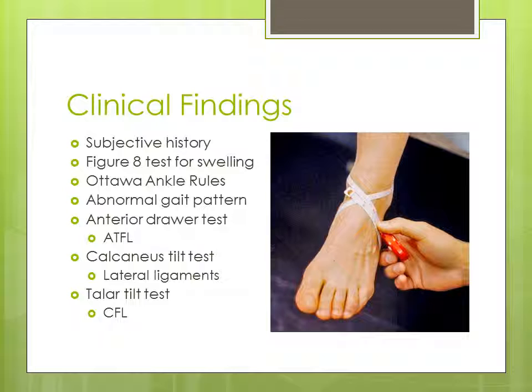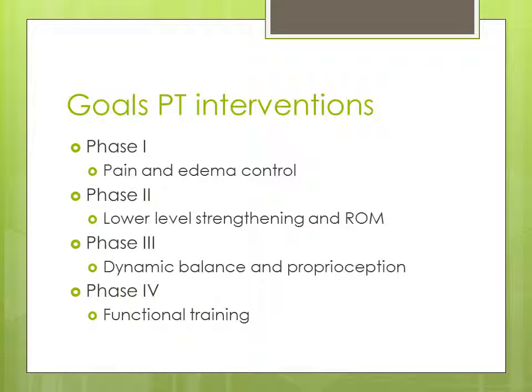Depending on the literature, there are 3 or 4 phases during the healing process of a lateral ankle sprain. The goals of each phase are listed below. The goals for Phase 1 are pain and edema control, while the goals of Phase 2 include increasing strength by lower-level strengthening techniques and increasing range of motion. Phase 3 includes improving dynamic balance and proprioception, and the goal of Phase 4 includes functional training and return to sport or daily activities.